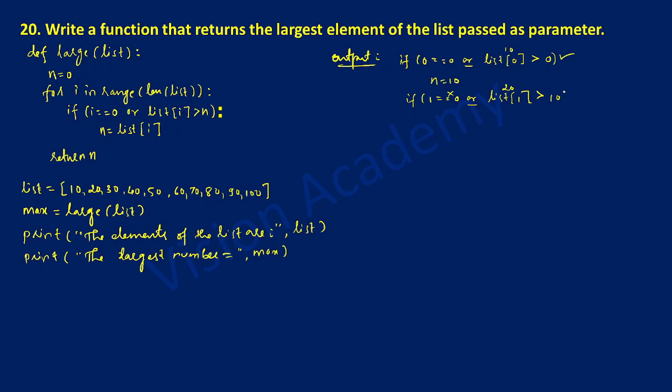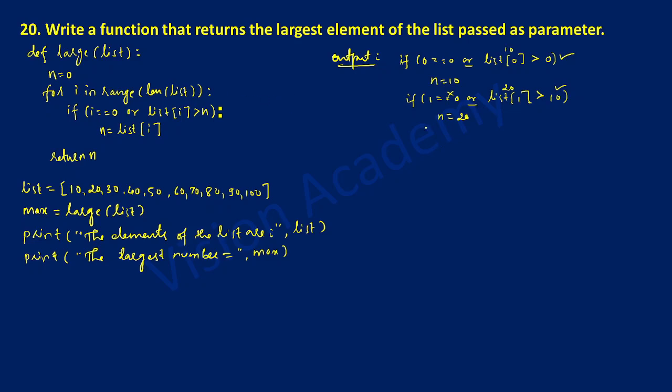Yes, condition is true. So here you can observe this is false and this is true. So in case of or, false or false is false. Otherwise it is true. Here this condition is false and this condition is true. Hence the overall condition will become true. Once this is true, then again list of i, that is list of 1, that is 20, is equated to n. So now n is equated with value 20. Once again, control transfers to the for loop by incrementing the value of i by 1.